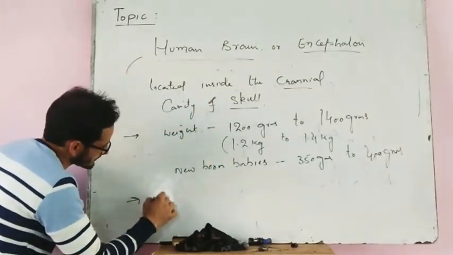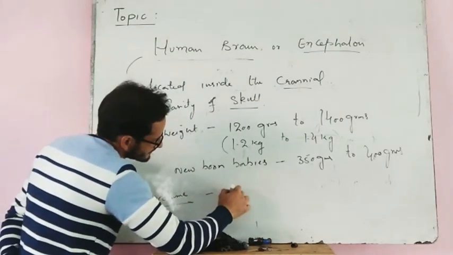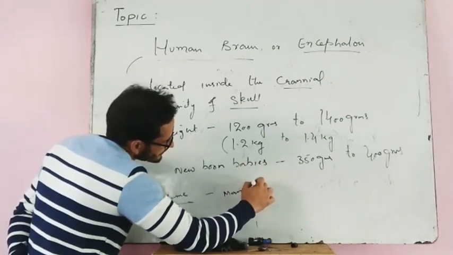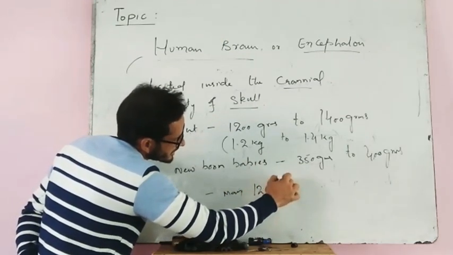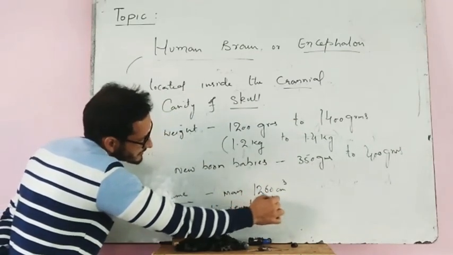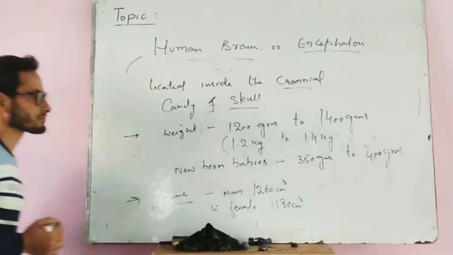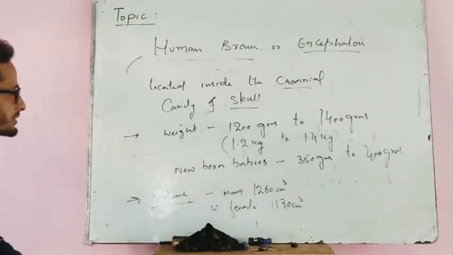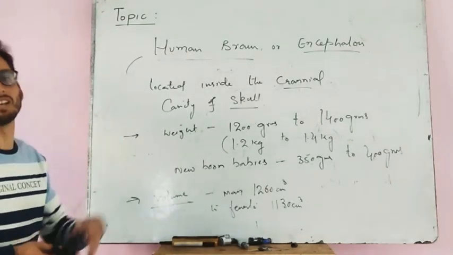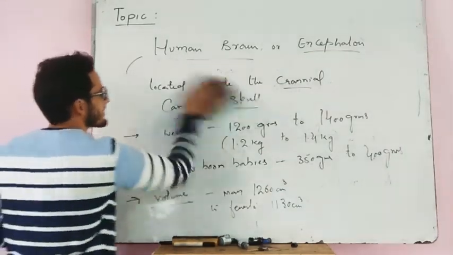And if we talk about the volume of brain, in man it is approximately 1260 centimeter cube, and in case of female it is 1130 centimeter cube. The brain is the only thing in the whole universe which is attempting to understand itself.